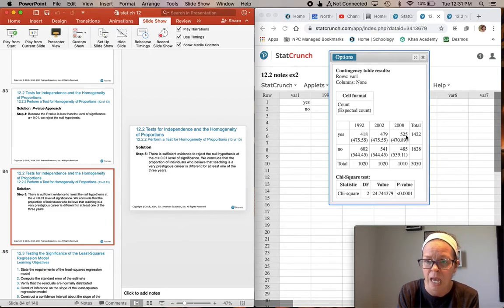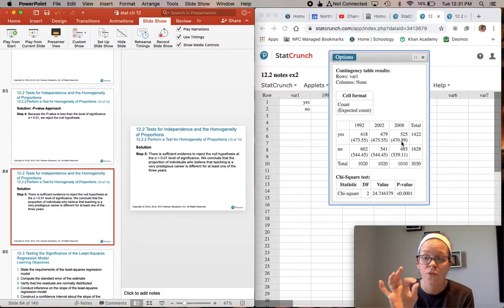So in 2008, more people answered yes than expected. In 2002, just a little bit more, but that's almost right on. And here, fewer people answered yes than what was expected. So from that comparison of expected counts, it seems like in 2008, teaching was regarded with higher esteem than in 1992. Okay, so that's one way to look at it.